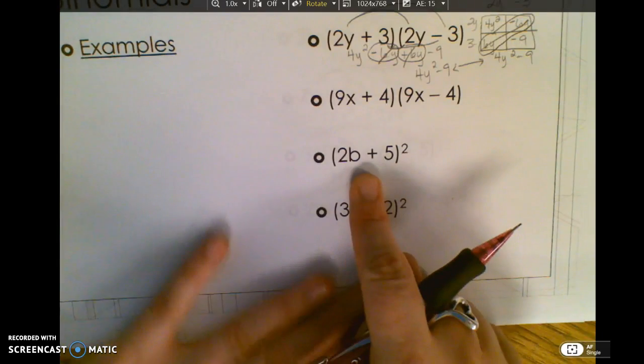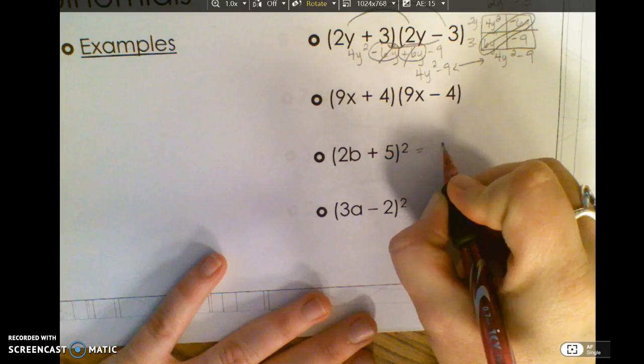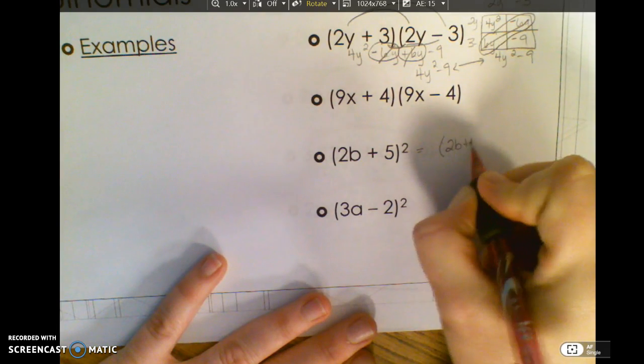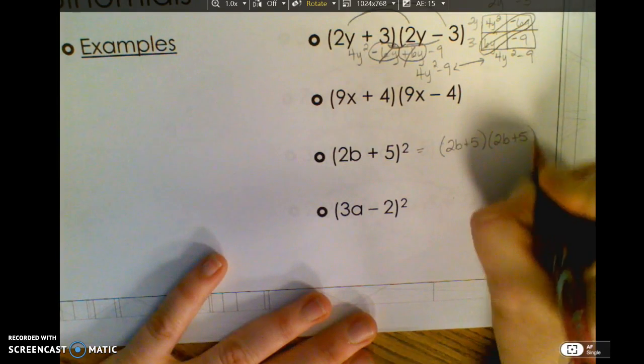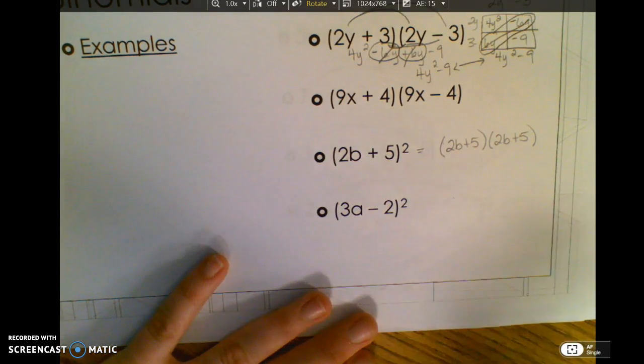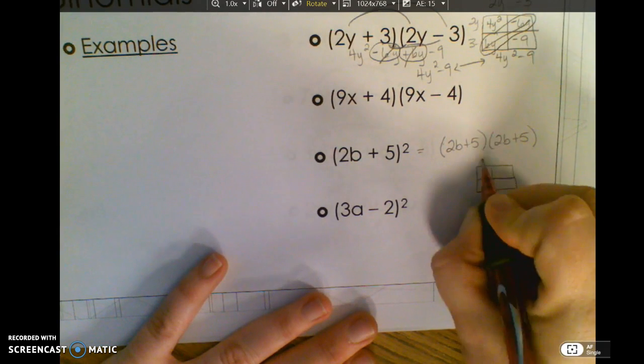What I want to do is talk about this one because everyone forgets. Squared means that I should have something twice. That means that the entire parenthesis is written 2 times. So to do that, again, I can do the box or I can do FOIL.